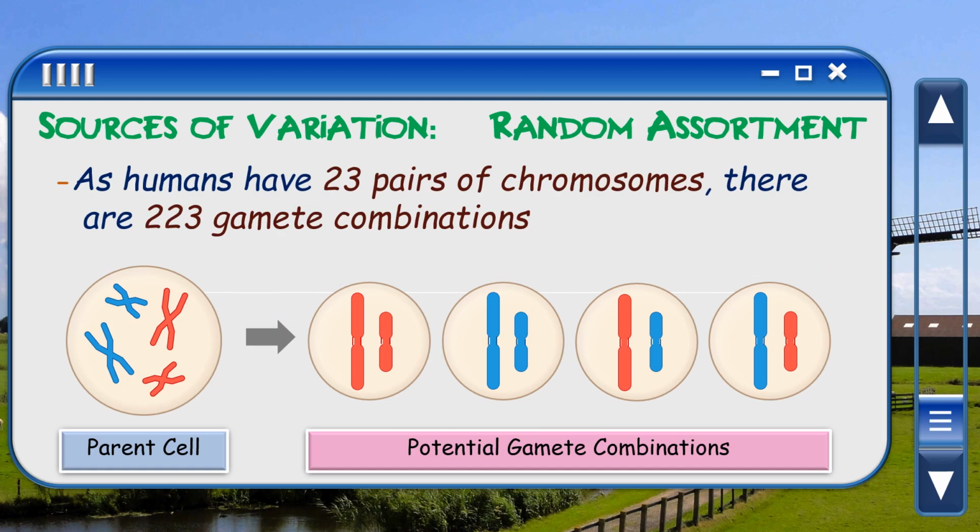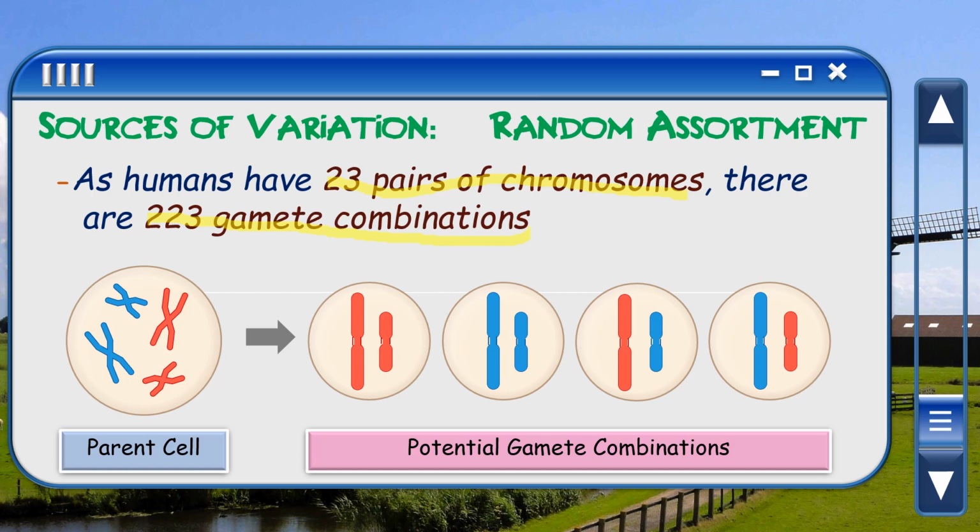As humans, we have 23 pairs of chromosomes. Therefore, there are 2^23 gamete combinations. If you count our total number of chromosomes, which is 46, that makes 23 pairs of chromosomes.